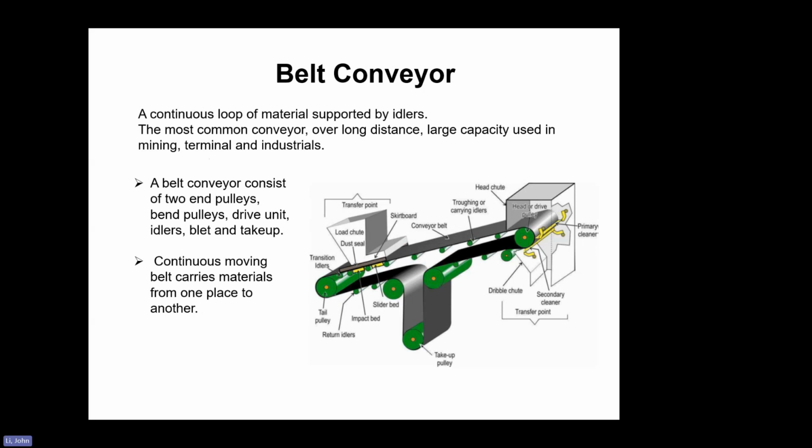First of all, the belt conveyor. A belt conveyor is a continuous loop of material supported by idlers. It is the most common conveyor system. It can cover long distances with large capacity, and is used in mining, terminals, and other industries. You can see a picture here. It consists of the belt, idlers supporting the belt, a take-up to keep belt tension, head pulley, tail pulley, bend pulley, and also the drive system. These are the main parts of a belt conveyor.